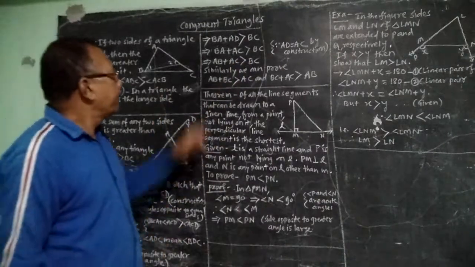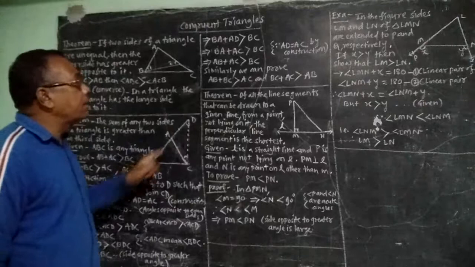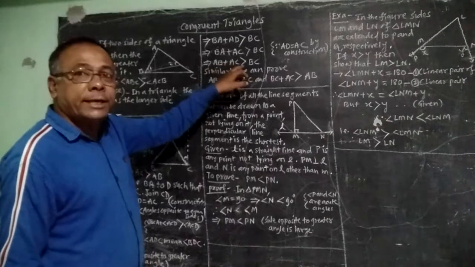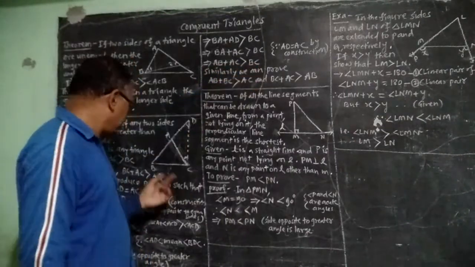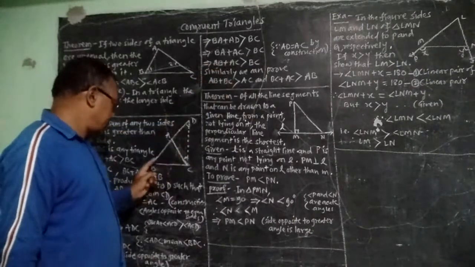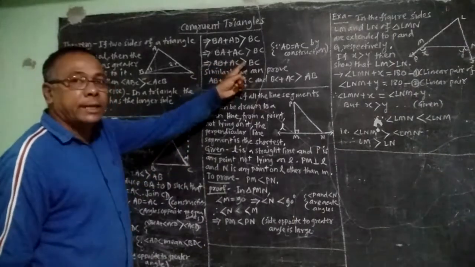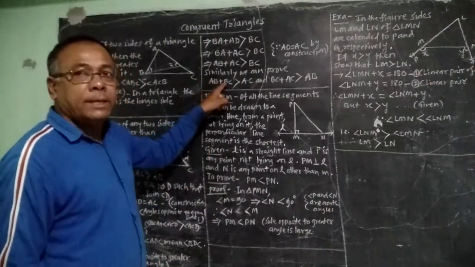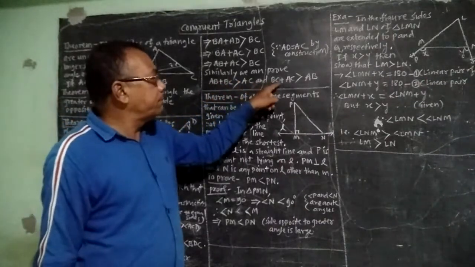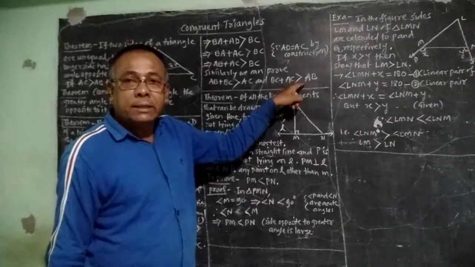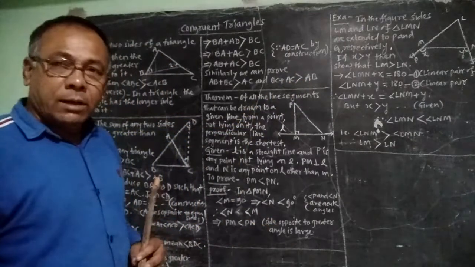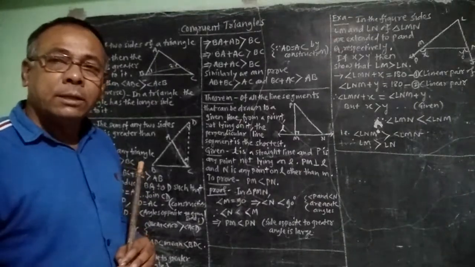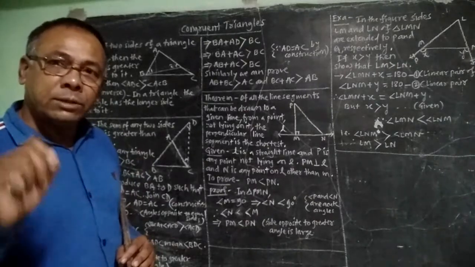Here we have proved that AB is one side of the triangle and AC is the second side, so the sum of the two sides is greater than the third side of the triangle. So AB plus AC is greater than BC, and similarly we can prove that AB plus BC is greater than AC and BC plus AC is greater than AB. So our theorem was that the sum of any two sides of the triangle is greater than the length of the third side.